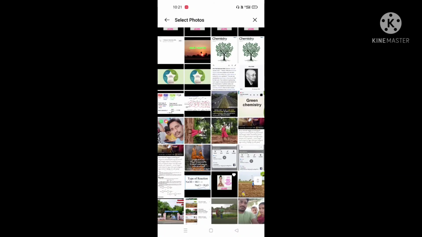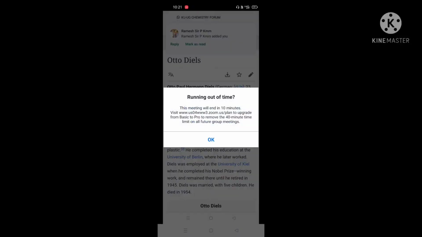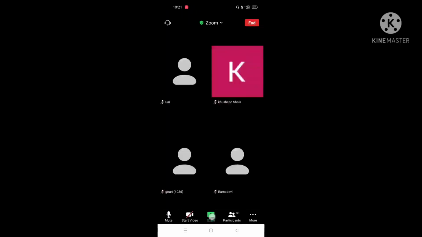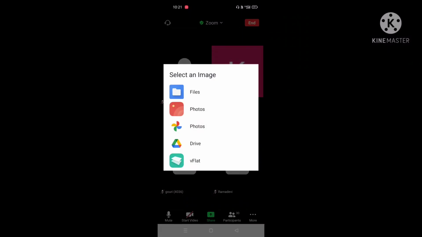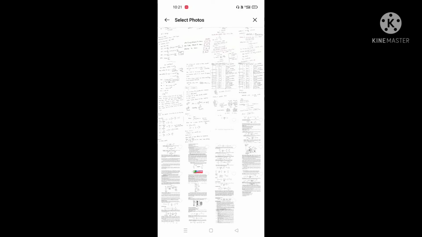So we know about these scientists. The first one, Otto Paul Hermann Diels, was from Germany. His student was Kurt Alder. They got the Nobel Prize for this reaction in 1950. Okay, for a simple reaction they got the Nobel Prize. After that, so many scientists got involved in this green synthesis.